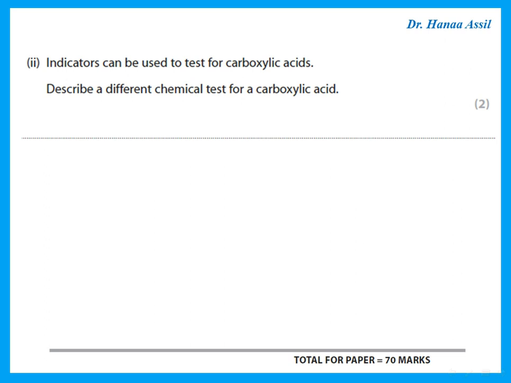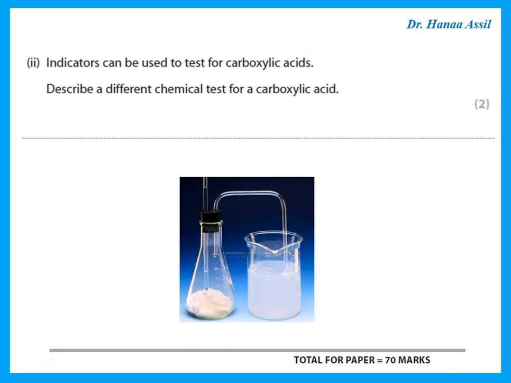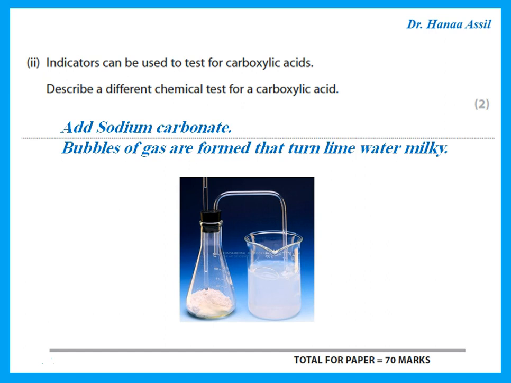Indicators can be used to test for carboxylic acids. Describe a different chemical test for a carboxylic acid. So he doesn't want to use indicators. What was the other test for carboxylic acids that we said we could use? Remember that we said we use acids to test for carbonate, so we can use carbonate to test for acid. So if I add sodium carbonate to this liquid that I want to show is an acid, and it gives bubbles of gas that turn lime water milky, that means that liquid is an acid.